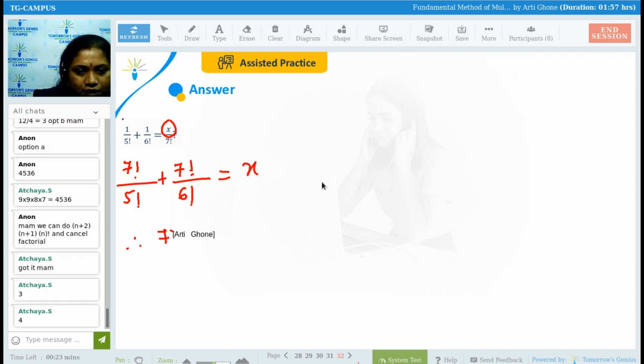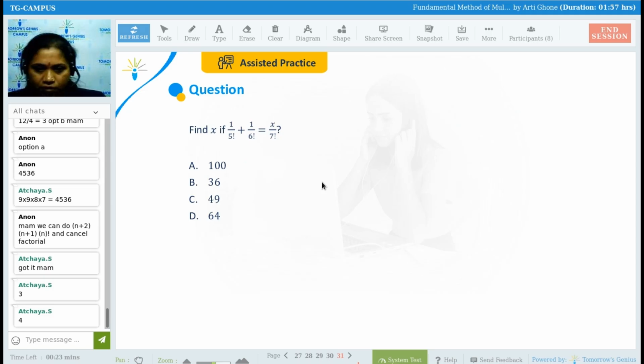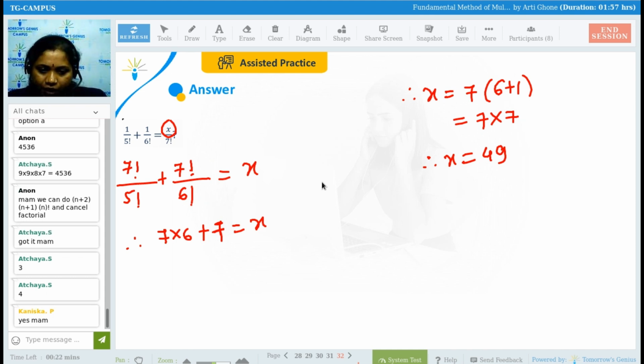So now we will get the answer: 7 into 6 plus 5 will get cancelled, 7. So it is equal to X. So X is equal to, if I take 7 common, 7 into 6 plus 1, that is 7 into 7. So the value of X is 49. Clear? So C option is the correct one. Clear or not? Okay. Everybody? Yes. Okay.